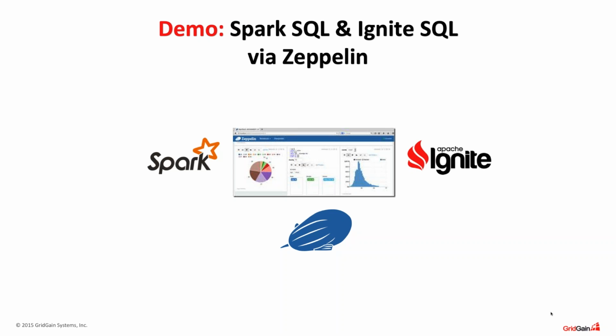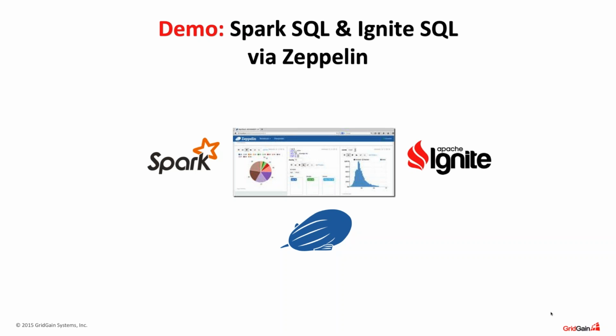Zeppelin has a very nice notebook-style interface. If you haven't looked at it, I highly recommend it. It's pretty cool stuff. It has integration with both Spark and Apache Ignite, so it's very unbiased. We're going to use exactly the same SQL queries against exactly the same data set, loaded in Apache Ignite and in Apache Spark, and we're going to see the performance. So let me walk you through some of the setup.